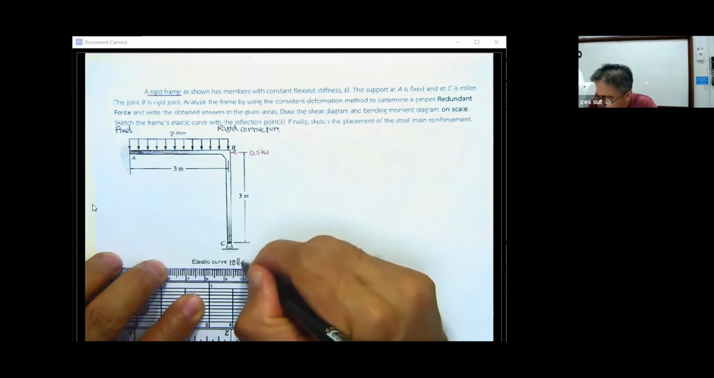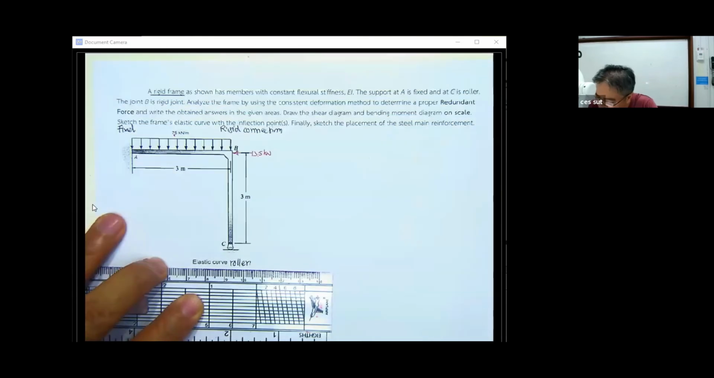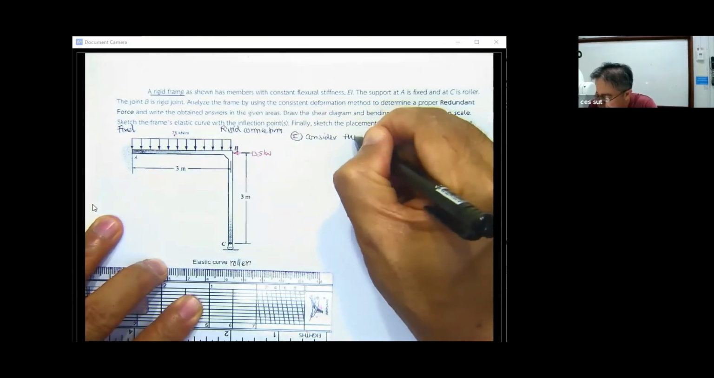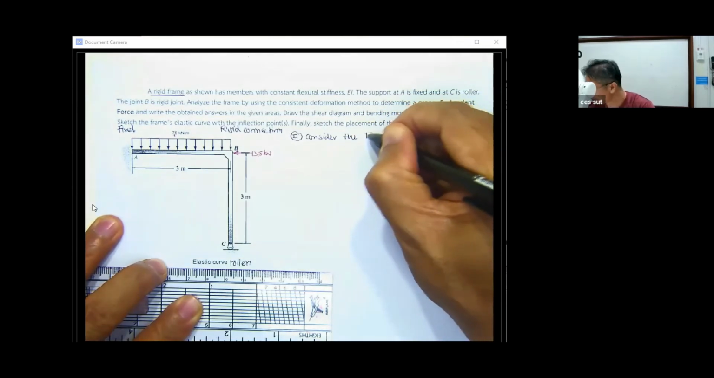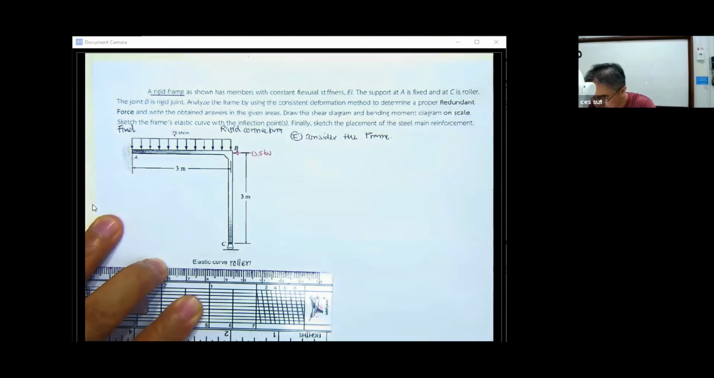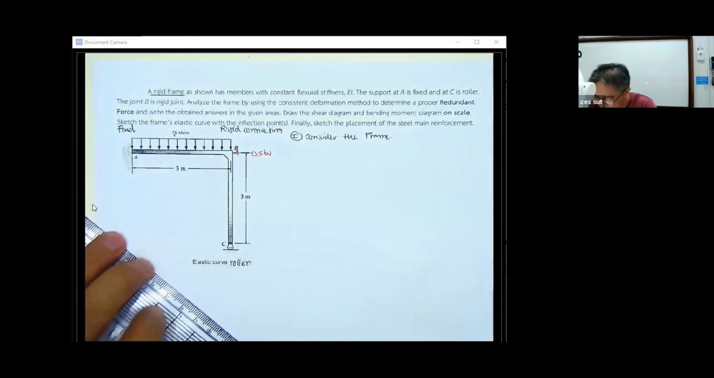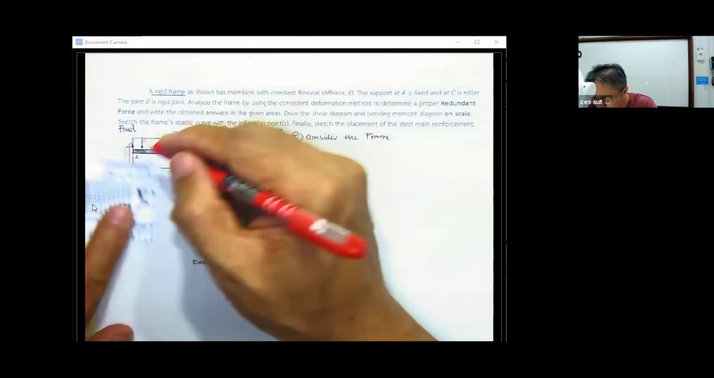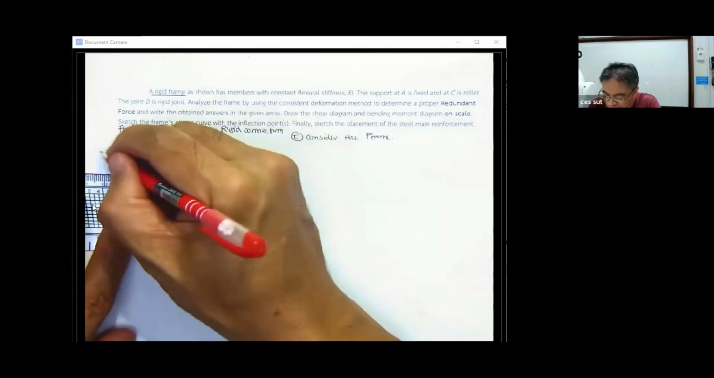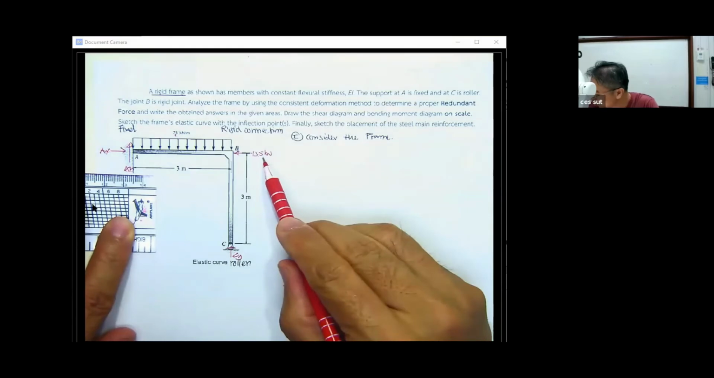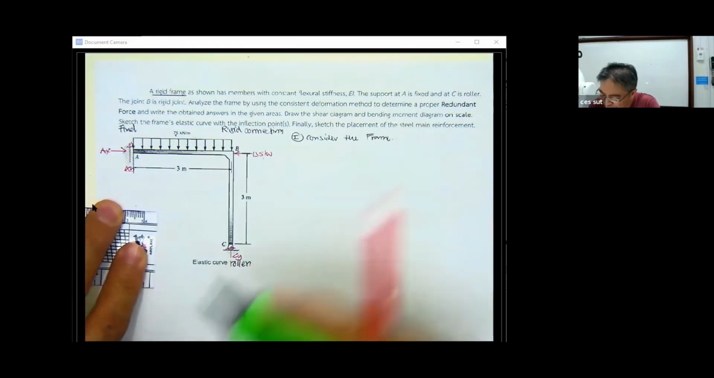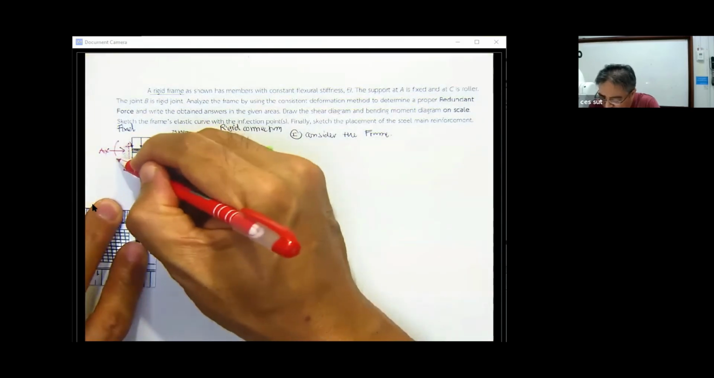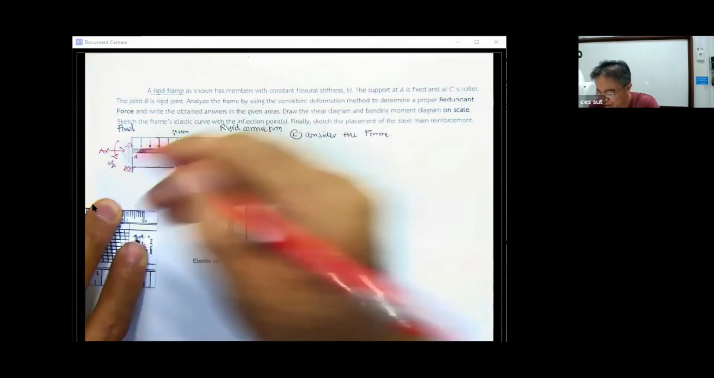So let me first consider the frame. When we consider the frame as here, since this one is the roller, for sure we will have the C sub Y here, we will have the A sub Y here, we will have the A sub X here. I'd like to put one more force over here to produce the A sub X, and also we have this one for M sub A.